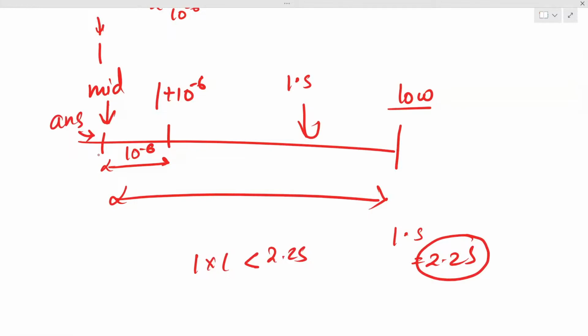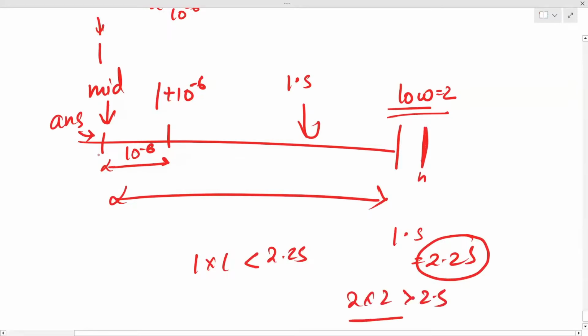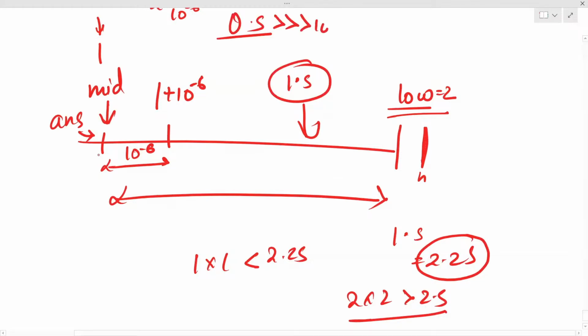But if you blindly give low as mid plus 1, that is low is equal to 2, and you change your low to this, now there is no answer in the low to high range. Why? Low itself, 2 into 2, is more than 2.25. But your answer was 1.5. Now your error is 0.5, which is much more than 10 to the power minus 6.